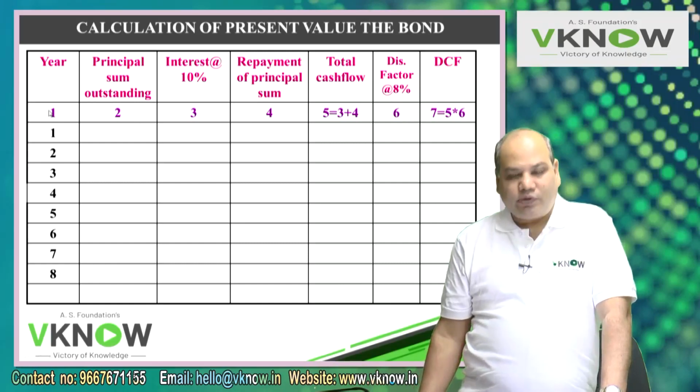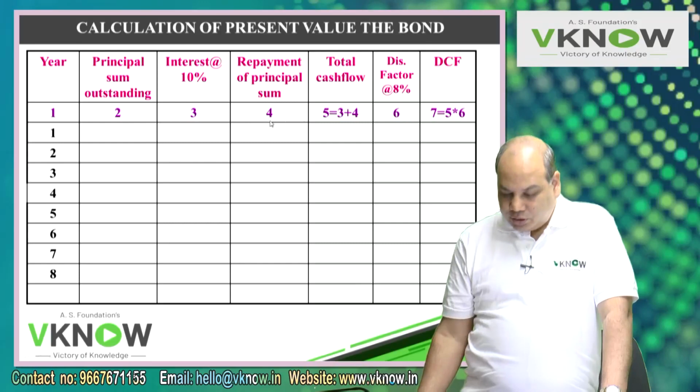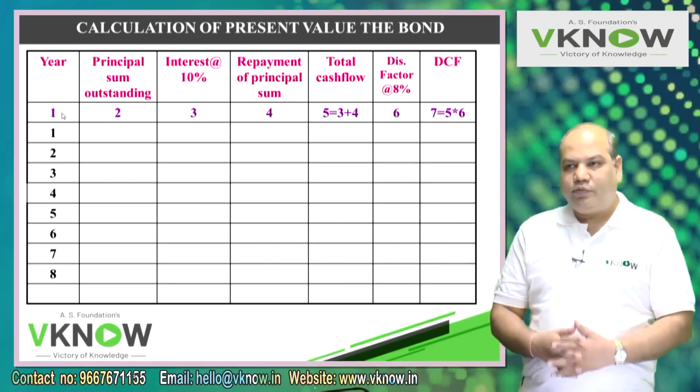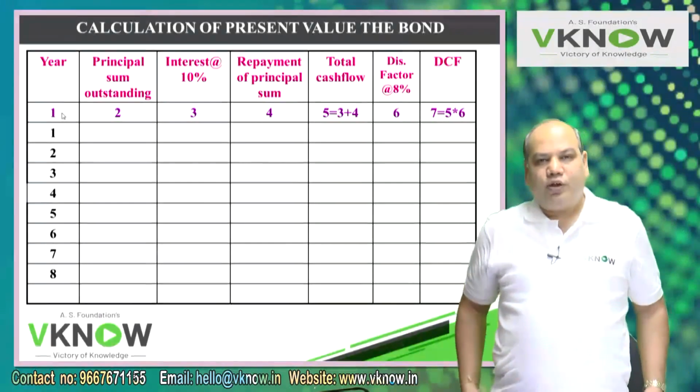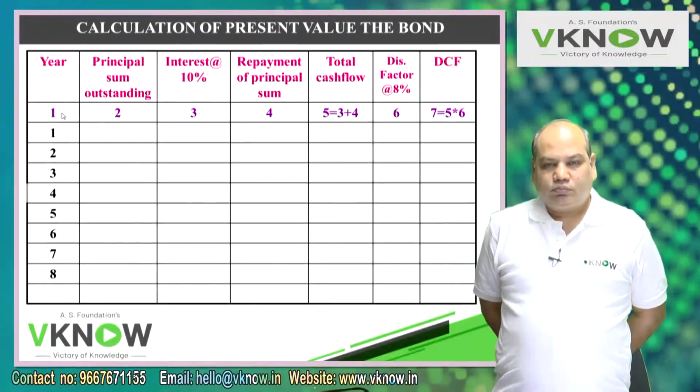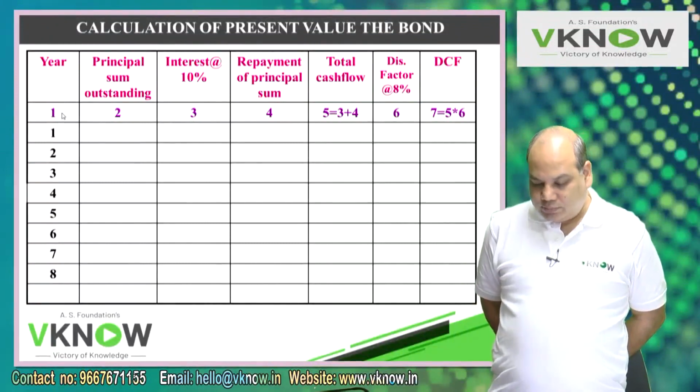Now write column numbers. These are column numbers. Column number 1, 2, 3, 4. 5 is equal to 3 plus 4. That is your coupon plus principal repayment. 6 is discounting factor, and 7 will be 5 into 6, that is cash flow into present value factor. Okay, so I hope you have drawn the format. Write down in the year column 1, 2, 3, 4, 5, 6, 7, 8. Up to this you have done.